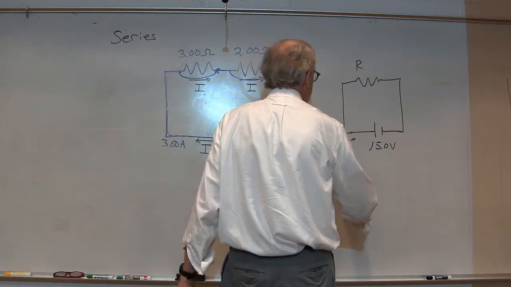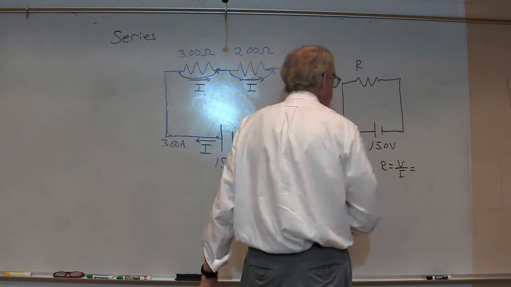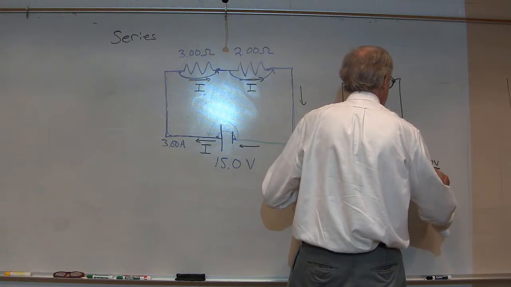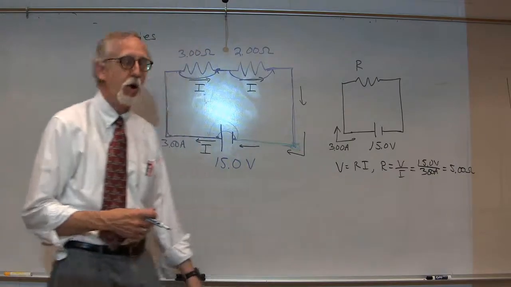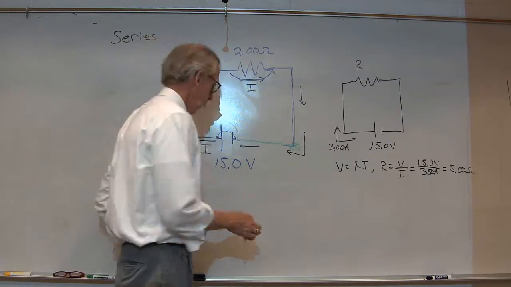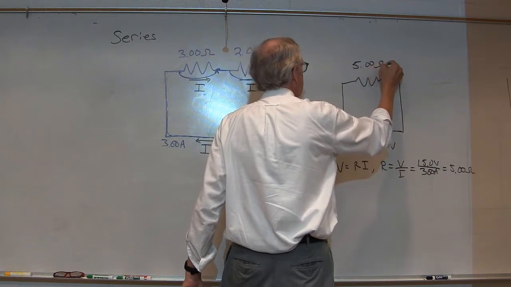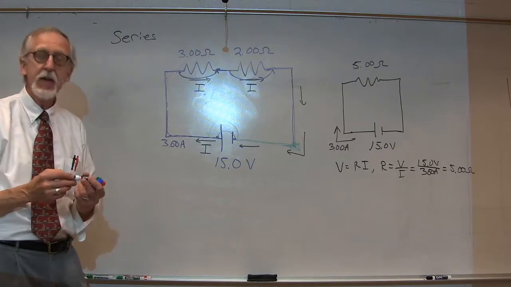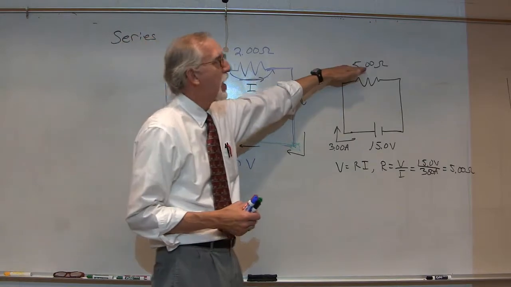Well, we would know that V equals Ri, or R equals V over I. In other words, 15 volts divided by 3 amps, or 5 ohms. 5 ohms. We could make the same circuit and replace these two with a single resistance of 5 ohms. In other words, a 3 ohm and a 2 ohm resistor in the circuit, when they're connected in series, act exactly like a 5 ohm resistor.